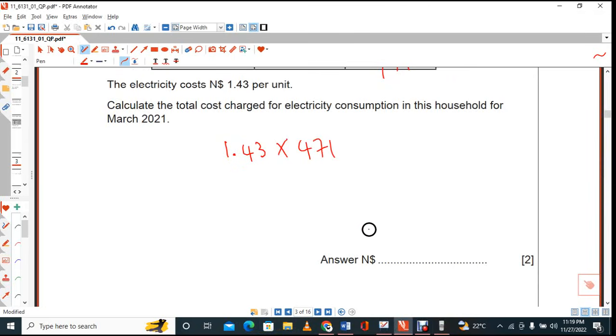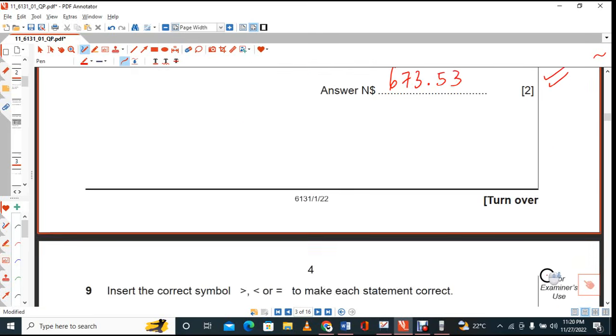So that is what $673.53. Okay, right. There are many answers here that we see the candidates are giving us, but essentially that is the correct answer.